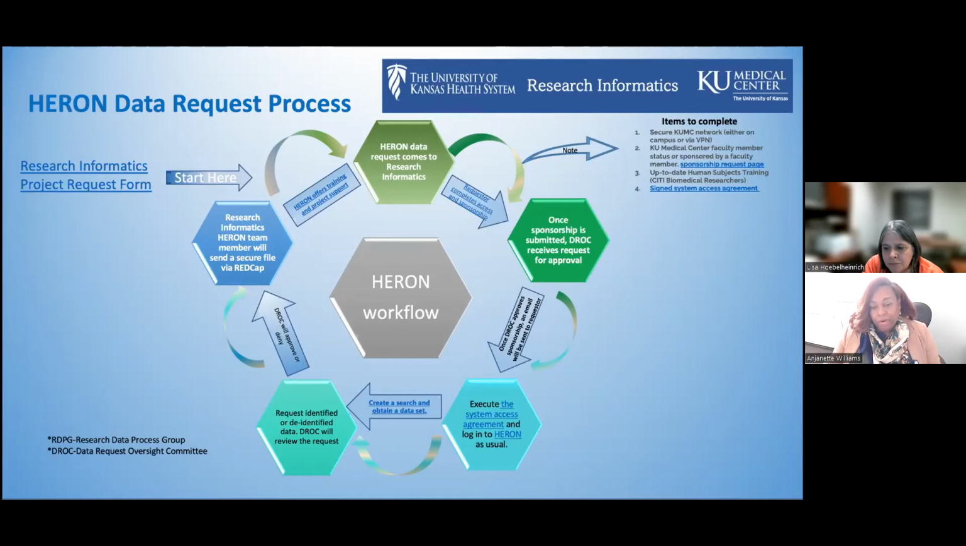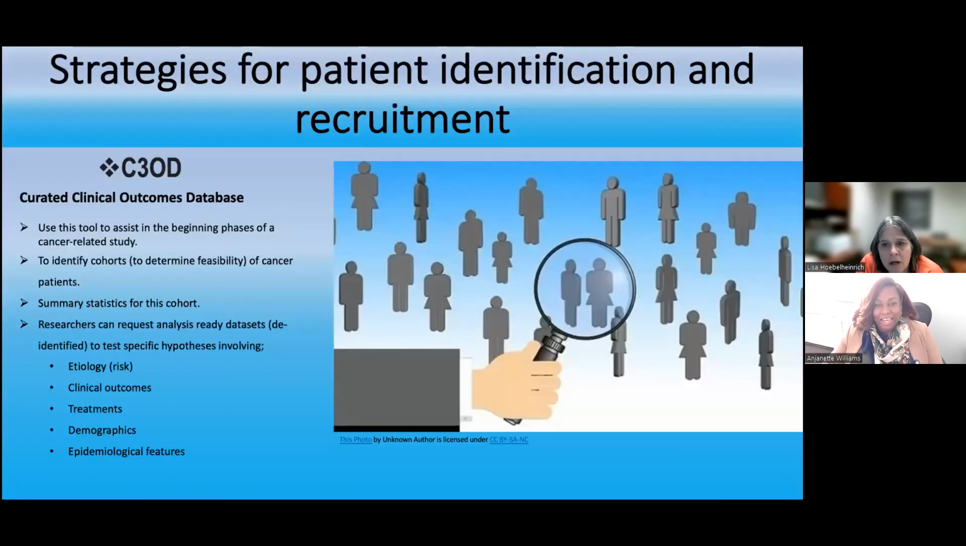You log into Heron, and there it is. You go in and create a search and obtain a data set. Once you obtain that data set, you can request if it's identified or de-identified, and DROC will review that request and they will either approve or deny it. And then they'll send a Research Informatics secure file via REDCap. So this is just an overview of the process, and we do offer training and support for Heron. You can go to the next slide.